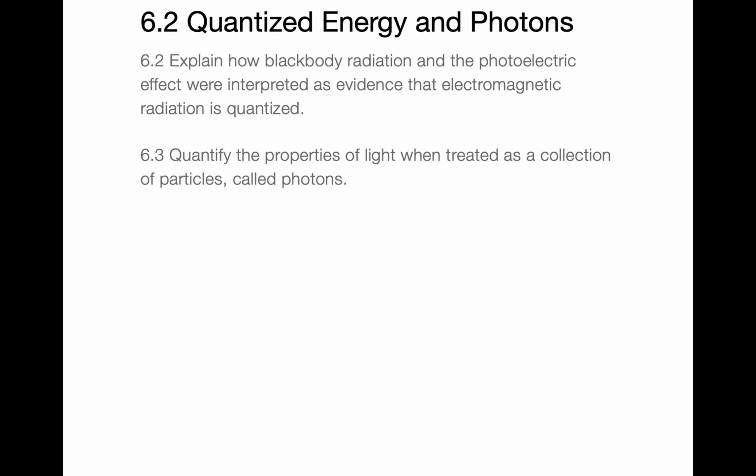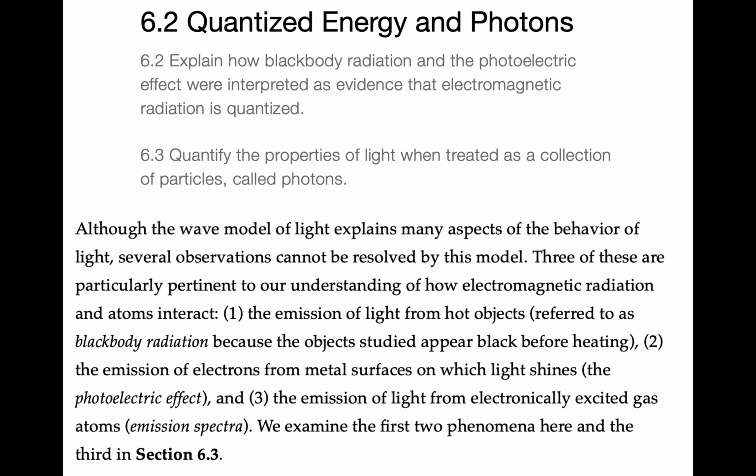Looking to the textbook, we're in section 6.2, blackbody radiation and the photoelectric effect. It says, in both cases, they were interpreted as evidence that electromagnetic radiation is quantized. So what do we mean by quantized? First of all, just the phenomena themselves.